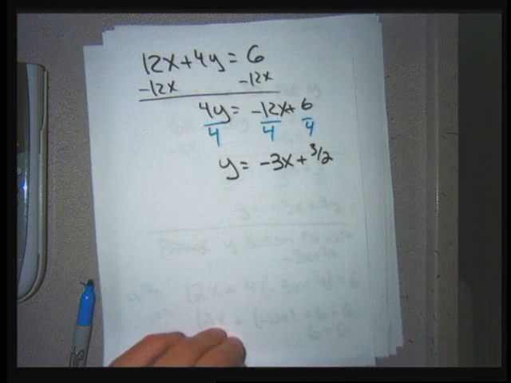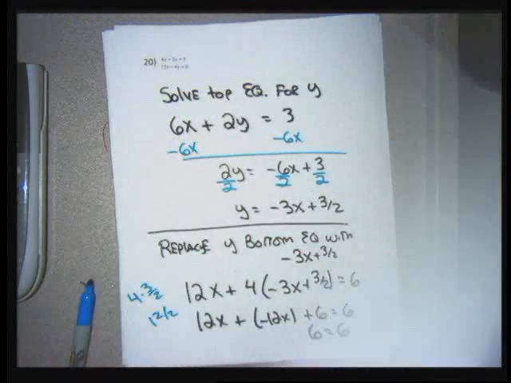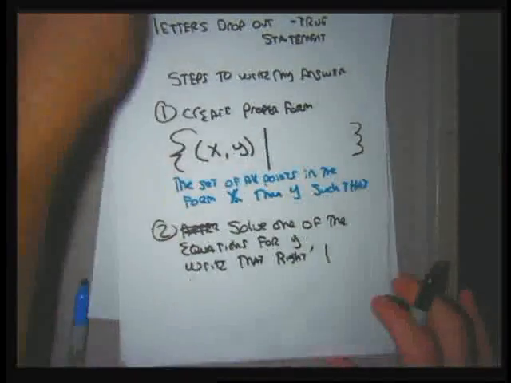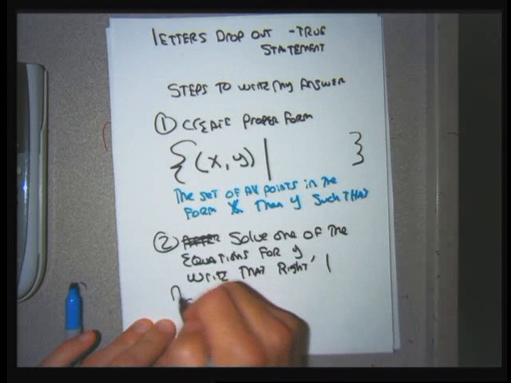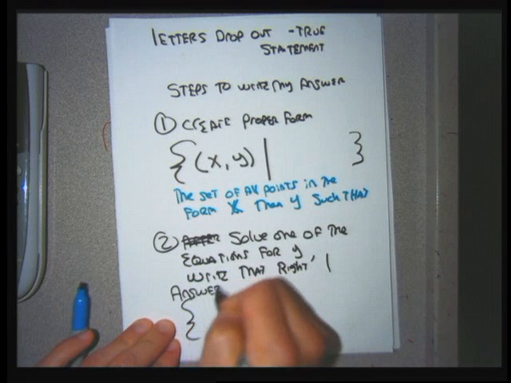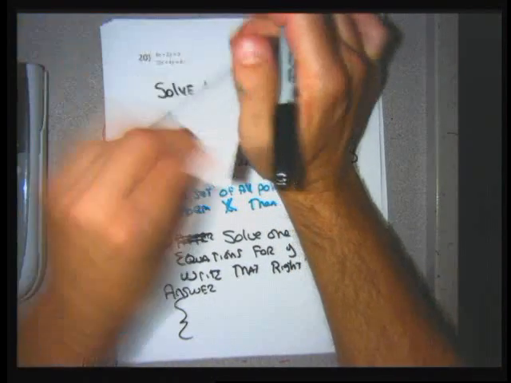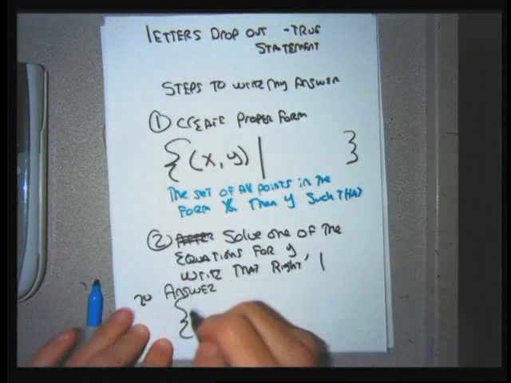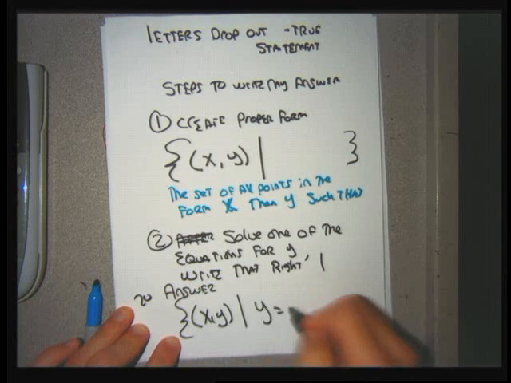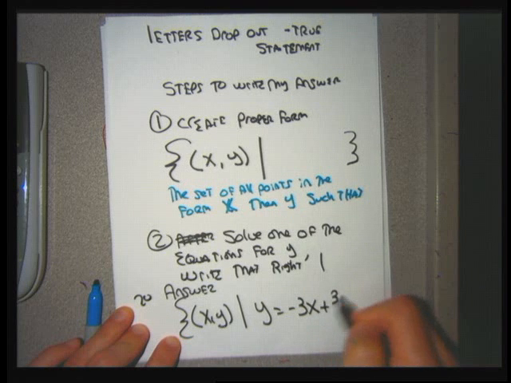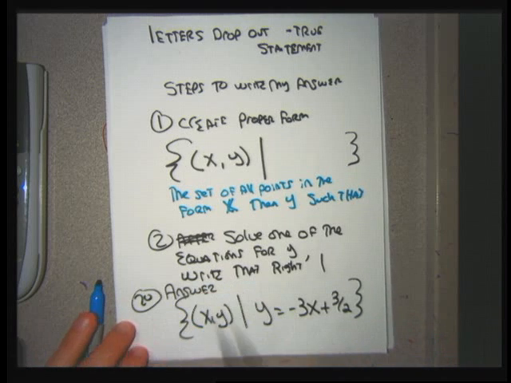That only happens when the letters drop out that you get a true statement. So I'm going to now write my answer in the proper form. My answer in the proper form is going to be this. So this is going to be the answer to problem, whatever this happens to be, problem 20. It's going to be the set of points x, y, such that y equals negative 3x plus 3 halves. That's the answer, that's all there is to do.